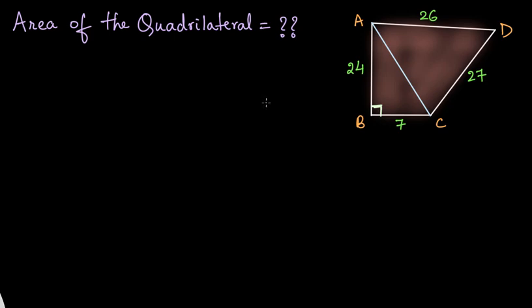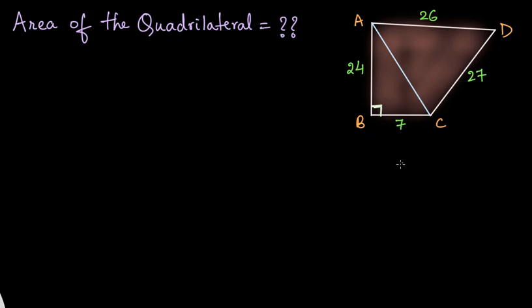First of all, I would like to find out the length of this diagonal AC. This AC is very much required for us. So how can we find AC? Yes, we can use the Pythagoras theorem, isn't it? We have a right angle triangle here. This angle B is a 90-degree angle. So we can use Pythagoras theorem.